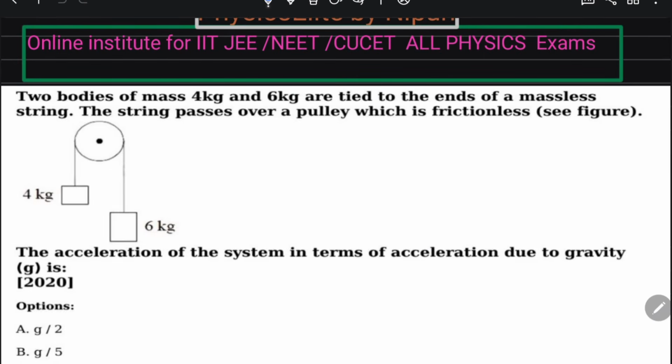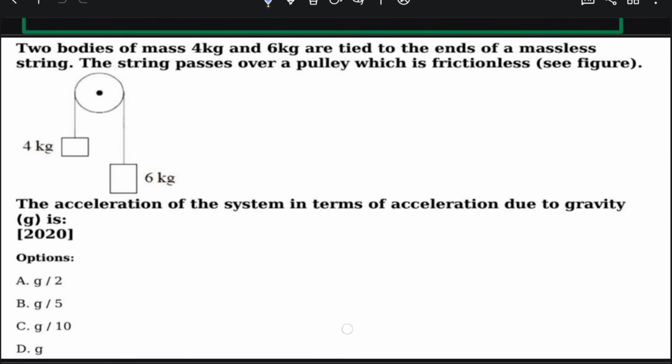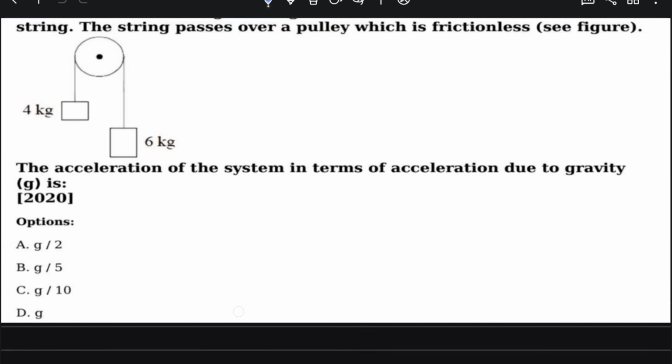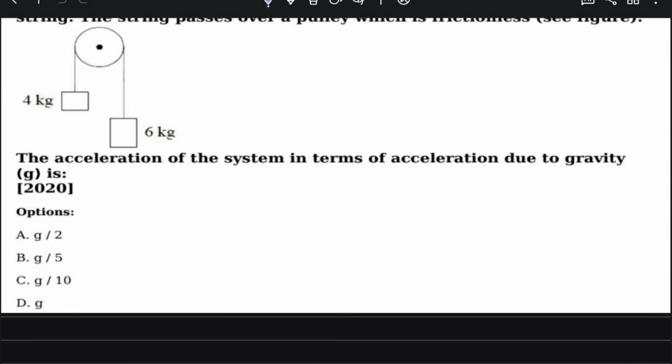Two bodies of masses 4 kg and 6 kg are tied to the ends of a massless string. The string passes over a pulley which is frictionless. See the figure; find the acceleration of the system in terms of acceleration due to gravity. So they are asking acceleration. Just write the free body diagram. This is 6g, this is T. If I assume this direction as positive, I write 6g minus T is equal to 6a. This is equation first.